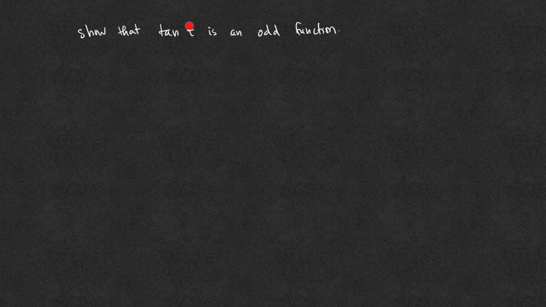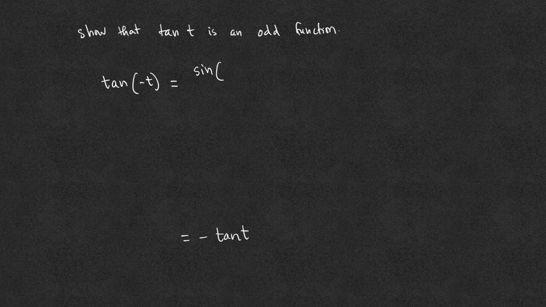Show that tangent of t is an odd function. To show that a function is odd, we would plug in a negative value for the input, and we hope that the final answer will be the negative of the function with a positive input. To do that, we will use the definition of tangent, which is sine over cosine.